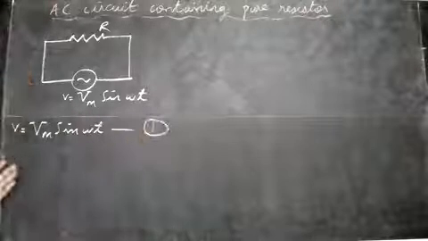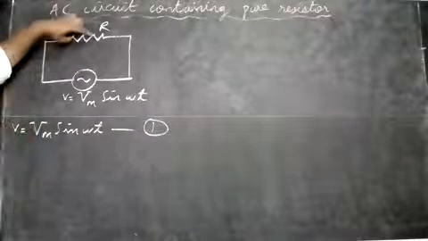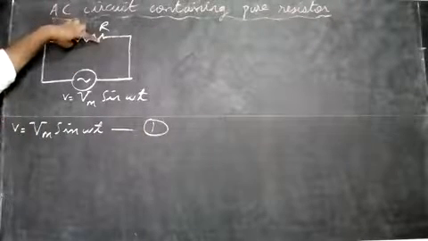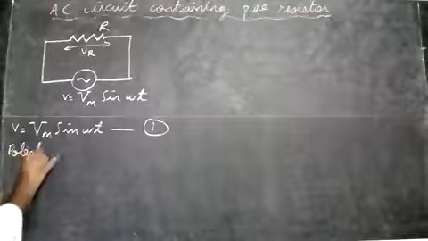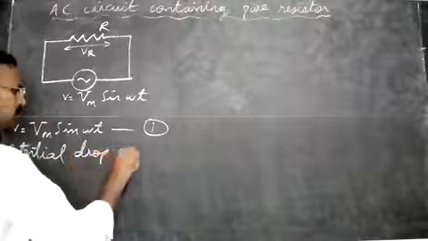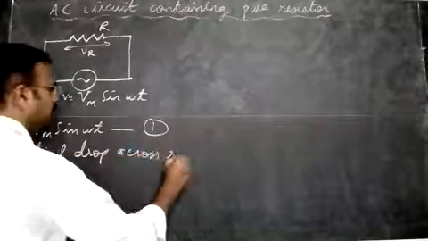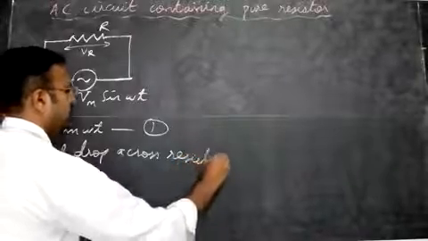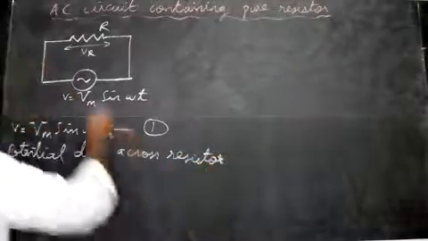Now what happens? We give a voltage here. There will be a potential drop across the resistor. This potential drop we can write as VR, the potential drop across the resistor. So VR is equal to, use Ohm's law.